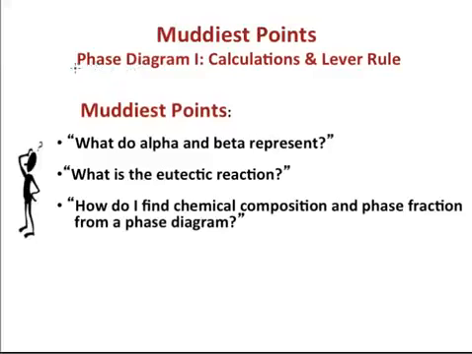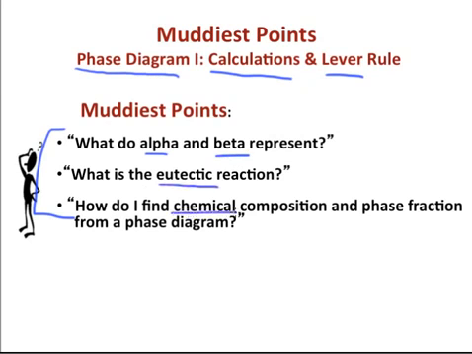Today's screencast is all about phase diagrams, specifically the calculations and lever rule associated with the phase diagrams. Here are some muddiest points collected from students, and in the screencast we will answer: what do alpha and beta represent? What is the eutectic reaction, and how do I find the chemical composition and phase fraction from a phase diagram?